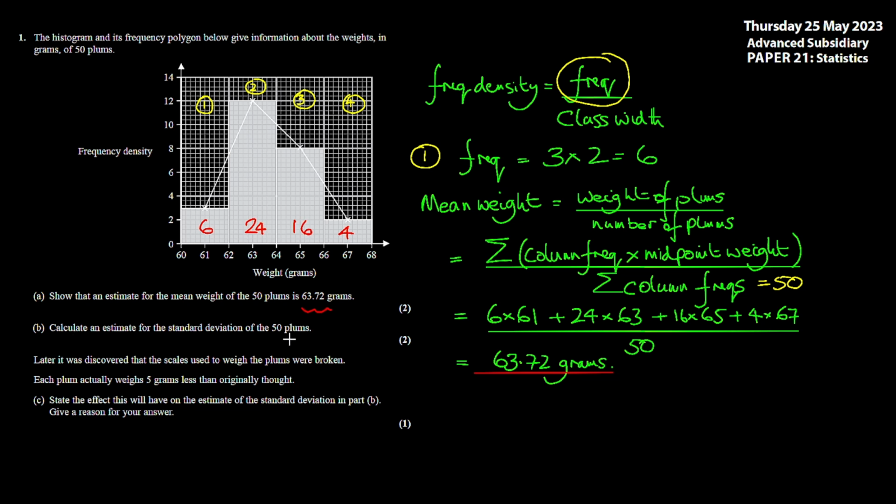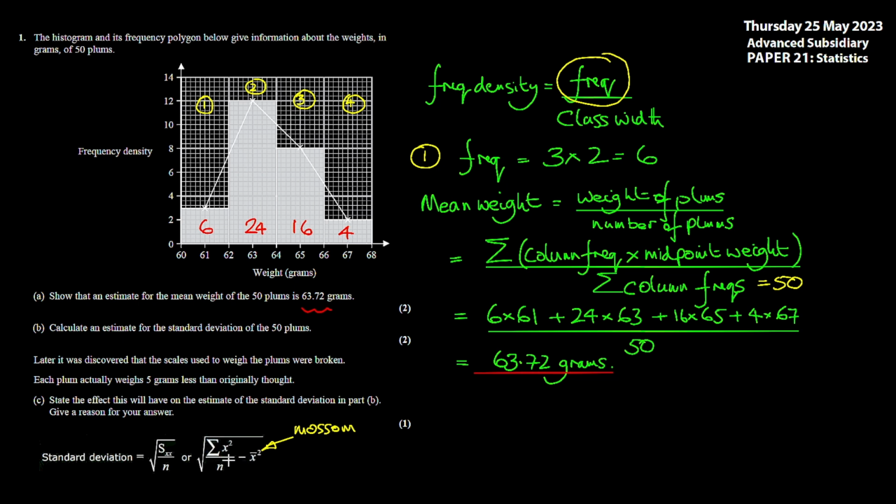Part B wants an estimate for the standard deviation of the 50 plums. Happily, the formula for standard deviation of a distribution such as this is in the formula sheet, and here it is. What's underneath the bracket here is MOSM: the mean of the squares take away the square of the mean. Now we've got the mean already. This is 63.72 grams. So all we've got to do is square it and take it away from the mean of the squares.